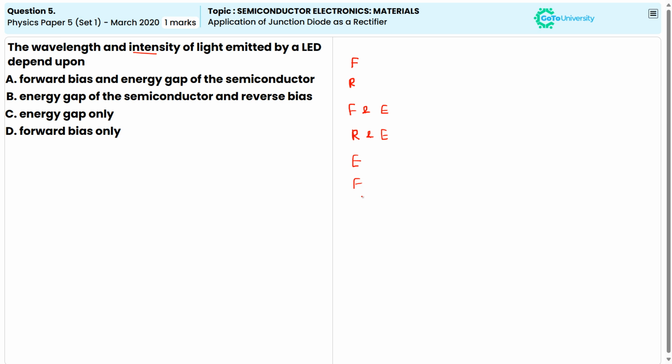Right. So we know that the wavelength and intensity of light emitted by an LED depends upon both energy gap and forward bias. When the diode is forward biased, generally it will emit photons. So the wavelength of the emitted light depends upon both energy gap and forward bias of the semiconductor. So the correct answer is forward bias and energy gap of the semiconductor. So option A is the correct answer.